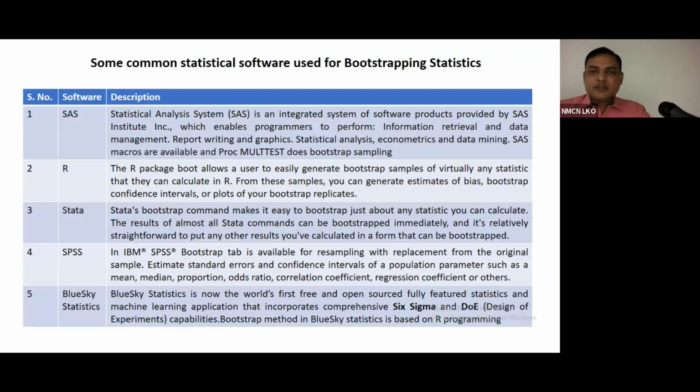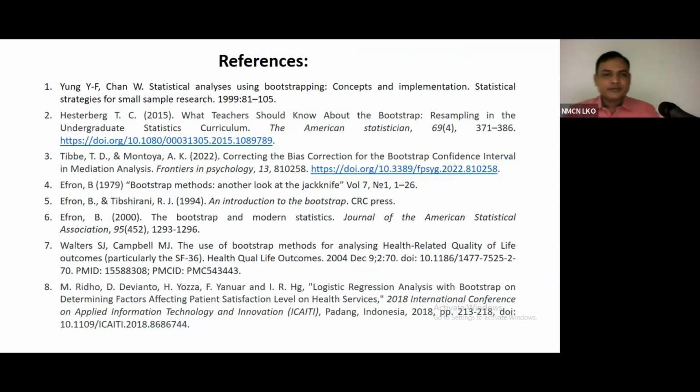These are some of the software packages which we are using for the bootstrap techniques. Now these are the references.